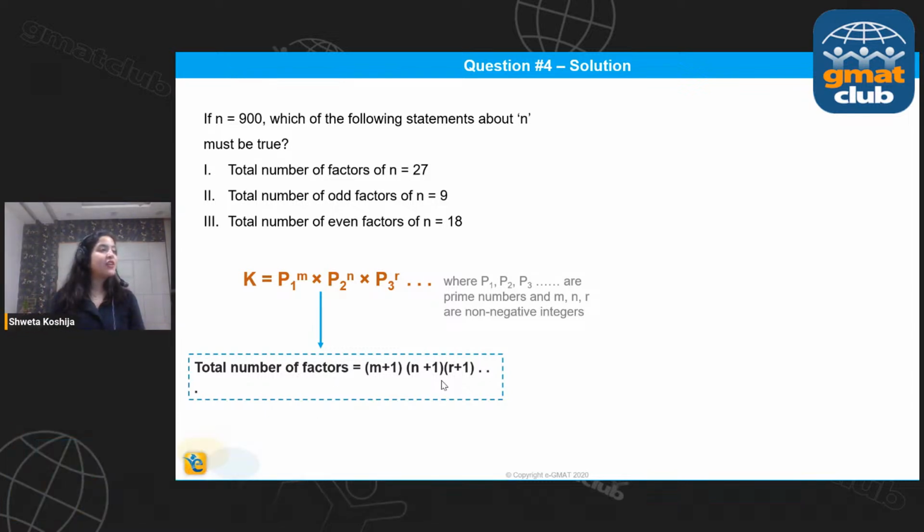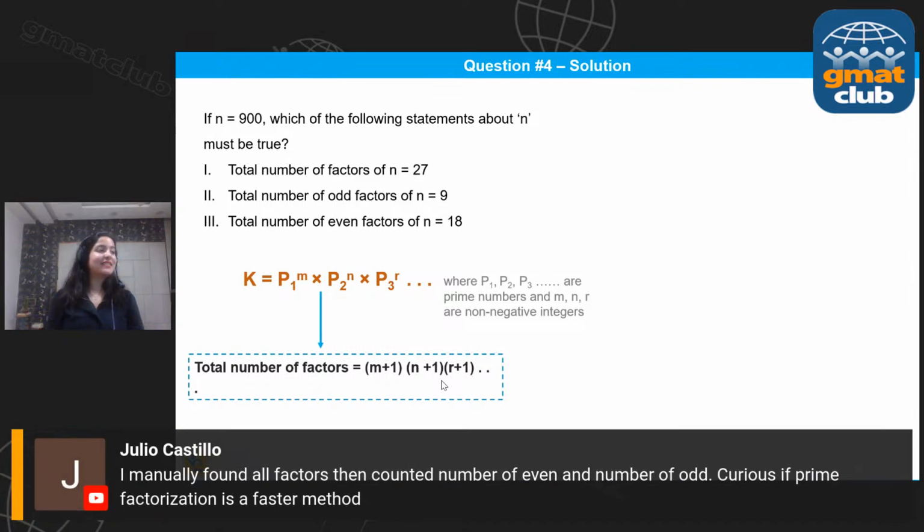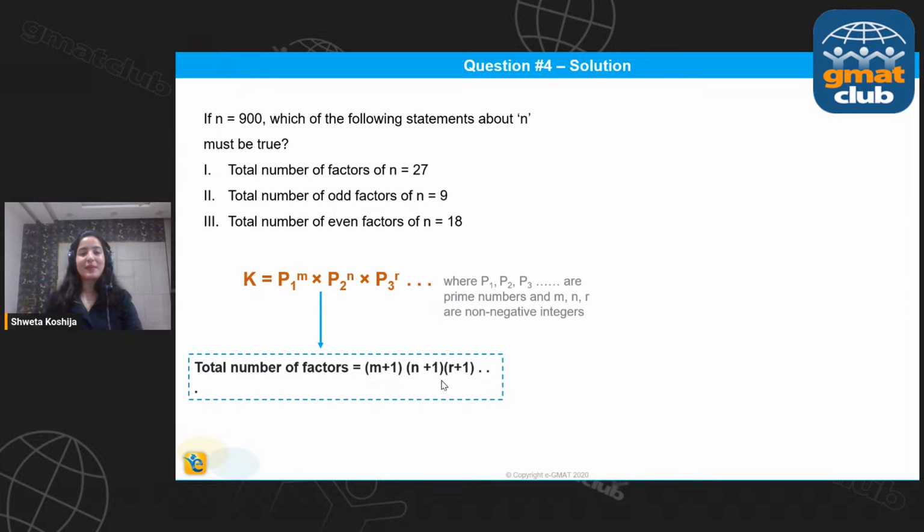Julio says, I manually found all factors, then I counted even and odd factors. Curious if prime factorization is a faster method. It's way faster. Let me prove that to you and tell me how you like the method once I give it to you. So, first formula I've already given.